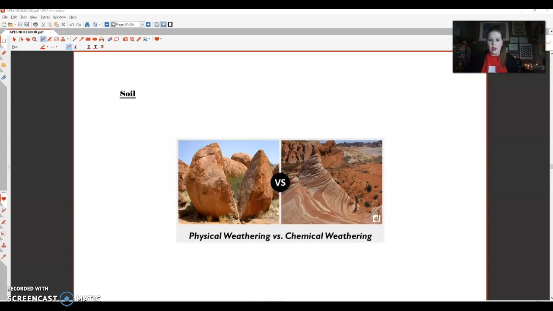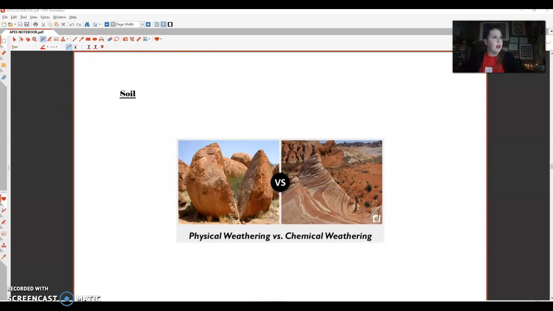So one big thing that a lot of students have a misconception about is the difference between erosion and weathering, okay? So if I were to ask you, how is soil made? A lot of people say erosion, which is not correct. Erosion is the movement of soil that's already there, okay? Weathering is the process of creating soil. So the soil comes from the process of weathering, and it gets moved from place to place through erosion, all right? So we have two different types of weathering.